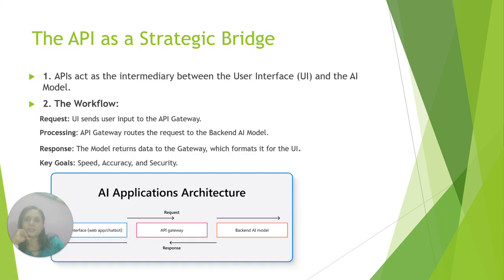APIs act as intermediaries. So the input is sent via the user interface, which is sent to the AI model, and the response is sent back in a format that the application can use. And this process requires speed, accuracy, and security. For example, the user requests a story. This request is sent to the AI model, and the response is written back in a format that the application can use.